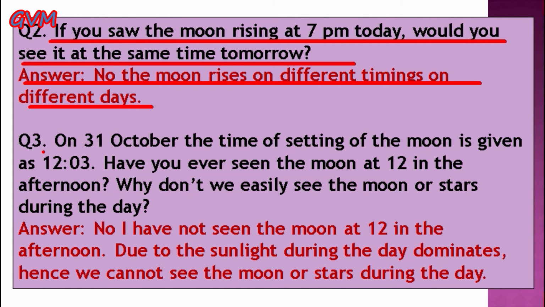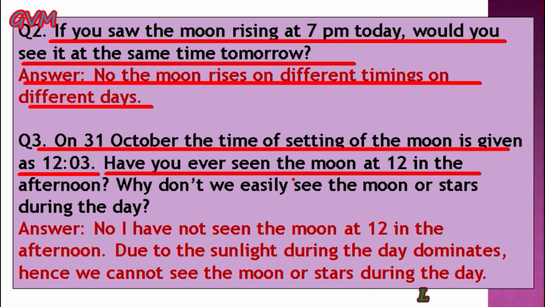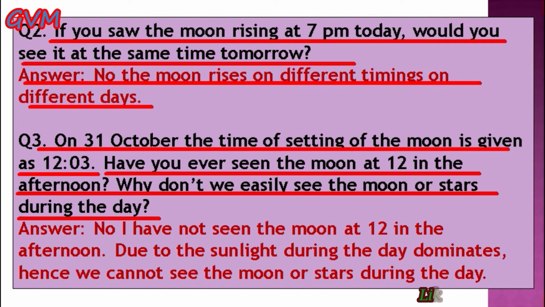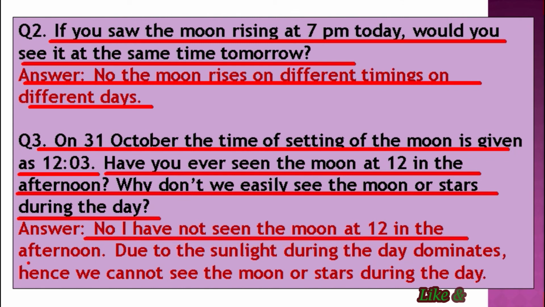Now students, the next question is, on 31st October the time of the setting of the moon is given as 3 minutes past 12. Have you ever seen the moon at 12 in the afternoon? Why don't we easily see the moon or stars during the day? Students, as in the table it is given that on 31st October the time of the setting of the moon is 3 minutes past 12. So now you have to answer, have you ever seen the moon at 12 in the afternoon? No students, it is not possible to see the moon at 12 in the afternoon.